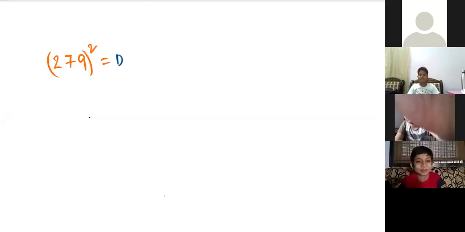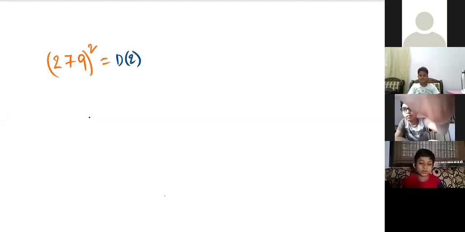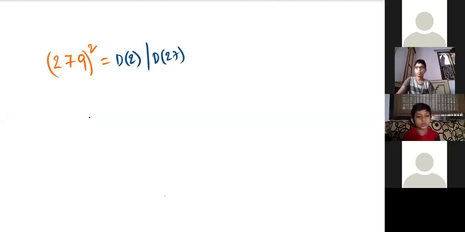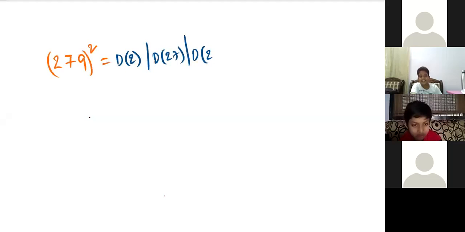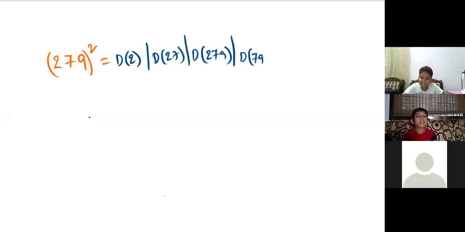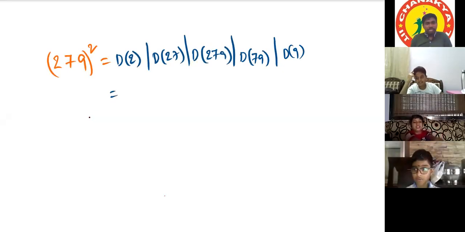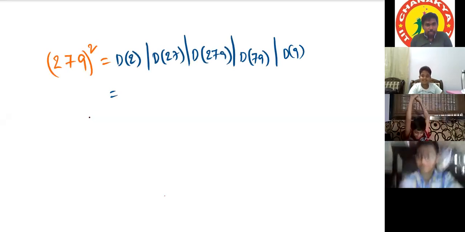Okay. First, the duplex of 2 is 4. Then the duplex of 27. Then the duplex of 279. Then the duplex of 79. And lastly the duplex of 9. Sir, you told that duplex, sir. You are telling duplicate. Sorry, duplex only.